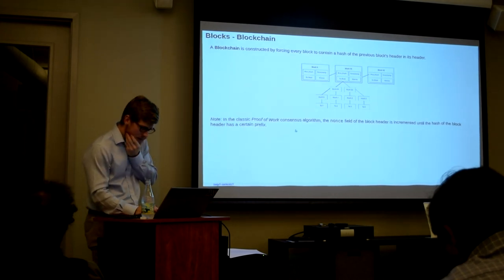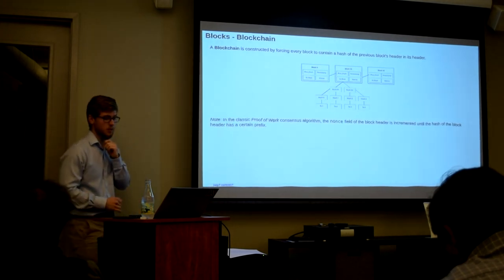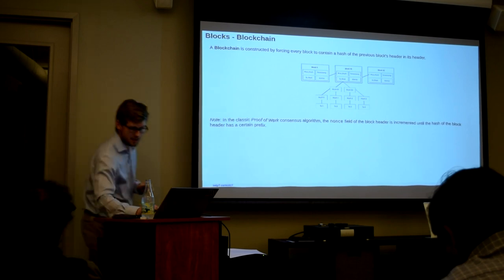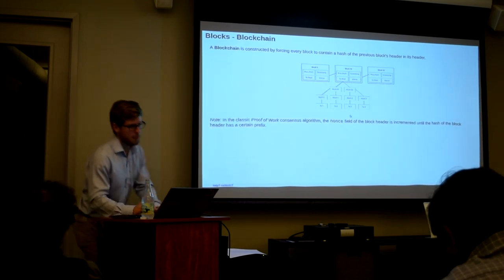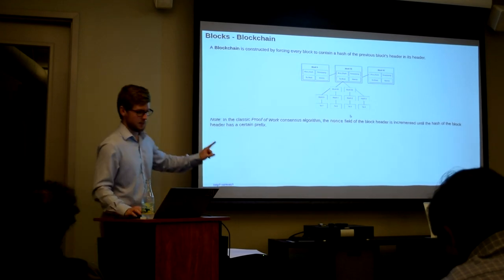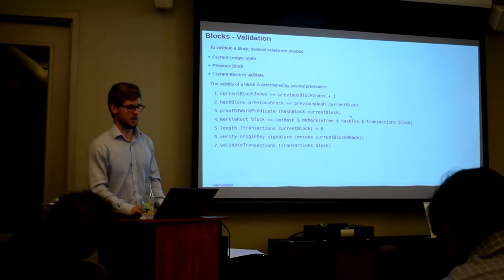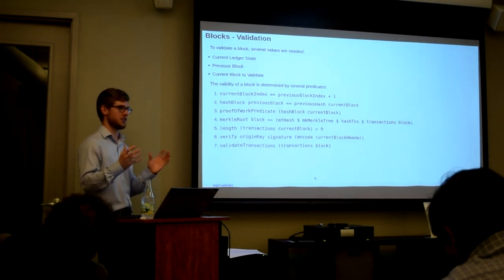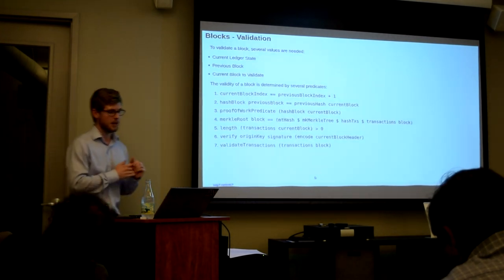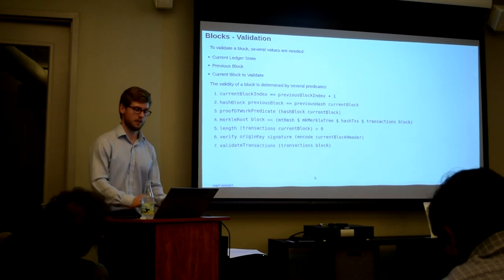A quick note is that in classic proof of work consensus, which we'll get to in a little bit, there's this nonce field that you guys have been seeing and maybe wondering what it is. I'm not going to explain it right now, but just know that it's relevant to constructing the block hash. It influences the hash of the block, and we use this in the proof of work algorithm.